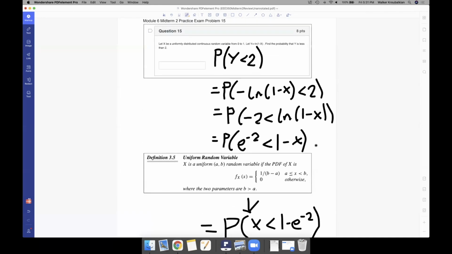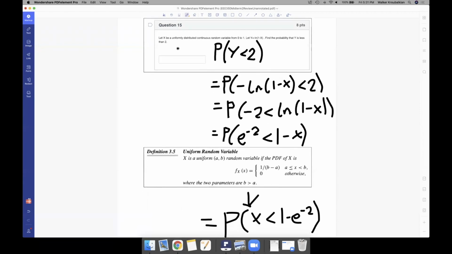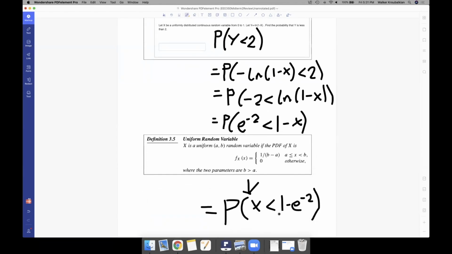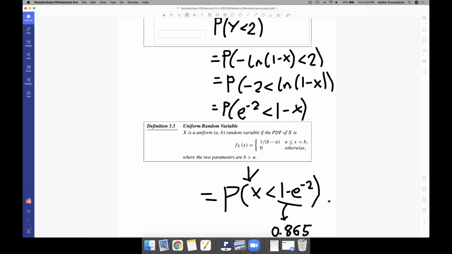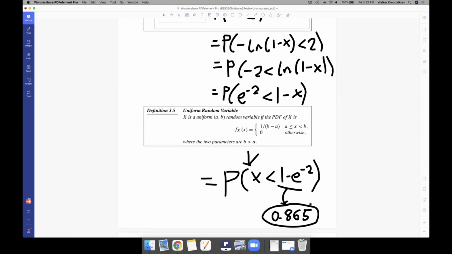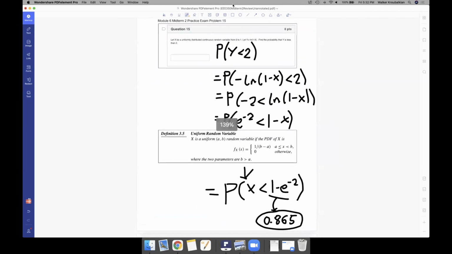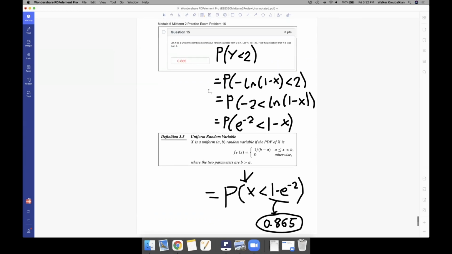And x is uniformly distributed from 0 to 1. So this probability is just going to be 1 minus e to the negative 2. If we calculate this, out my calculator, 1 minus e to the negative 2 is 0.865. So that's our answer. Let me type that up here. And with that, we are finally done with the second practice exam.